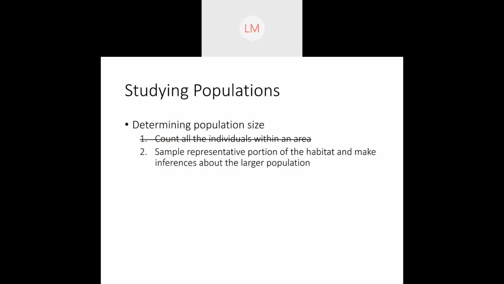So what scientists do instead is they take a sample, a representative portion of the habitat, and then they can kind of estimate things or make inferences about a larger population. Right? I'm going to look at this small section of the habitat or multiple small sections of the habitat, and then I'm going to just kind of infer things about the larger population. This is why we have statistics, right? Statistics allows us to take a sample of the population and make inferences about the larger population.